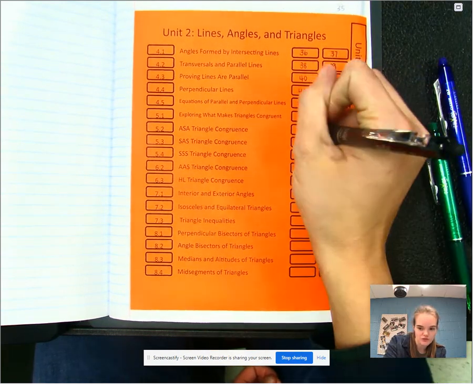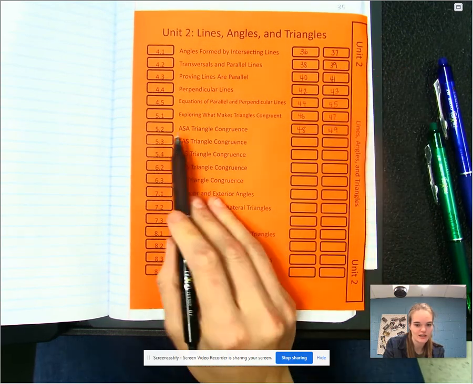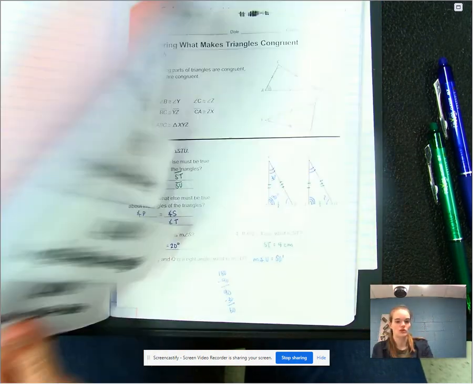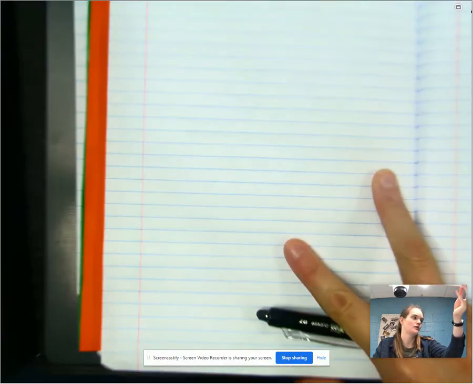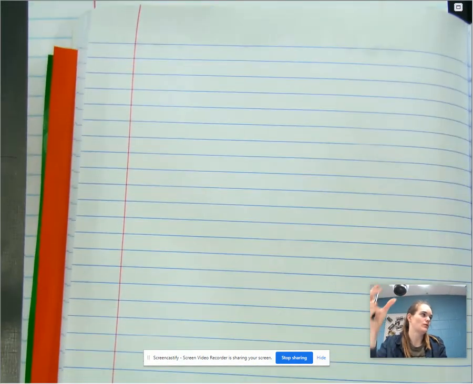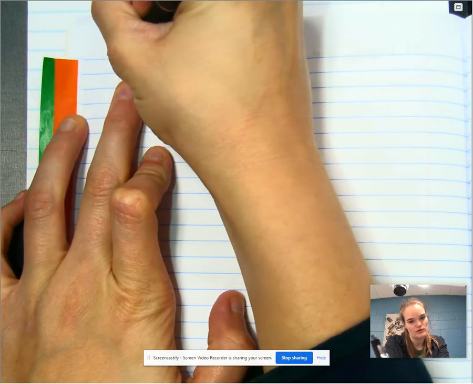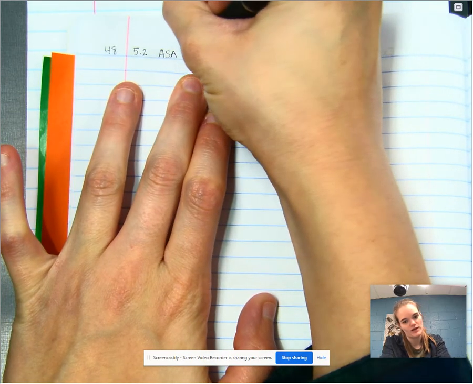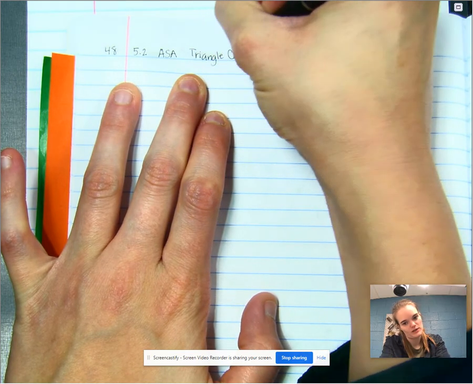And that's going to be on pages 48 and 49, okay? So go ahead and turn to 48 and 49 and label them 5.2 ASA Triangle Congruence. That stands for angle side angle triangle congruence. With these triangle congruence theorems comes a lot of proofs. It's mostly what we'll be doing for a little while. So this is page 48. It is 5.2 ASA Triangle Congruence. And go ahead and label 49 the same thing. We will do both today.